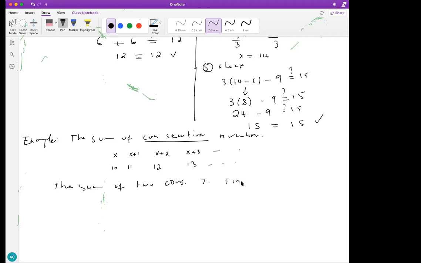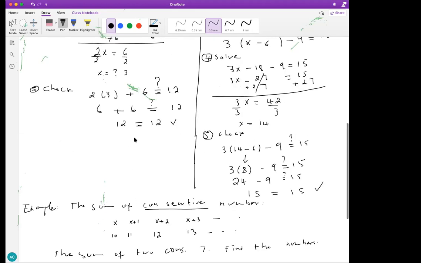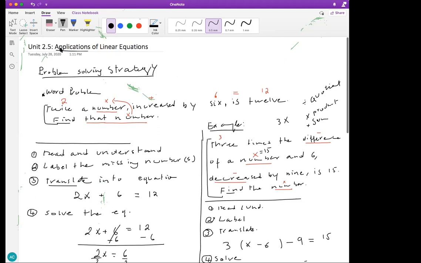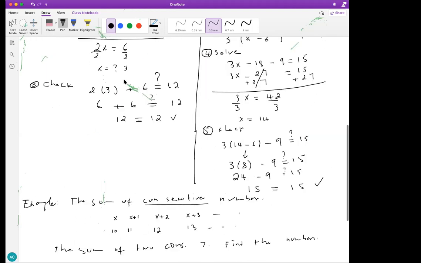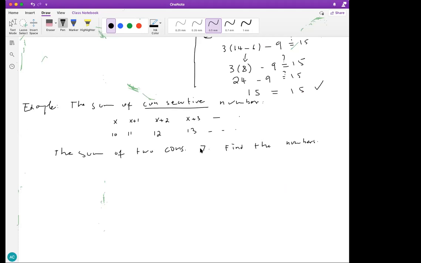Find the numbers. You probably already see the numbers, but let's see how to find them systematically using linear equations, because this is about applications of linear equations. What consecutive numbers add up to 7? 3 and 4. That's right. If the numbers are small, it's easy to spot, but if they're a lot bigger, it might not be as easy.